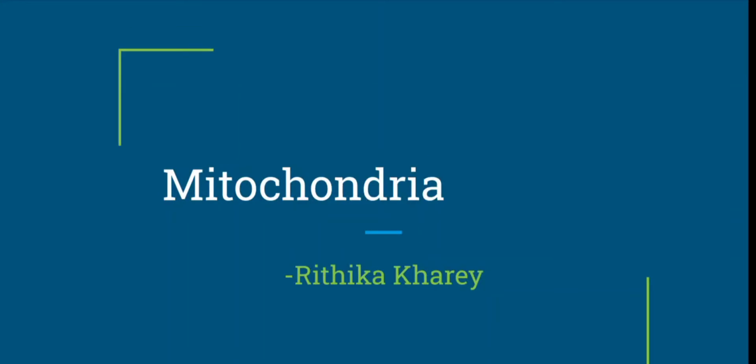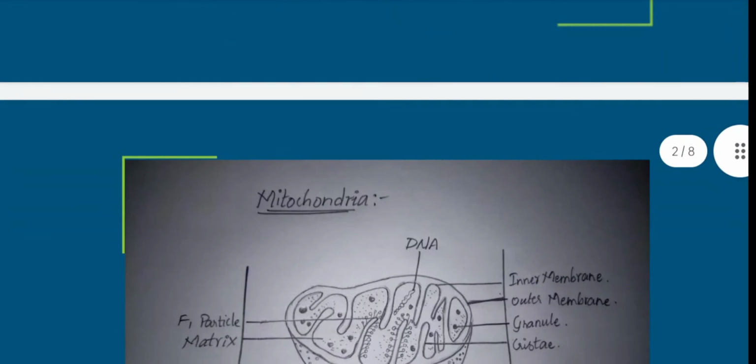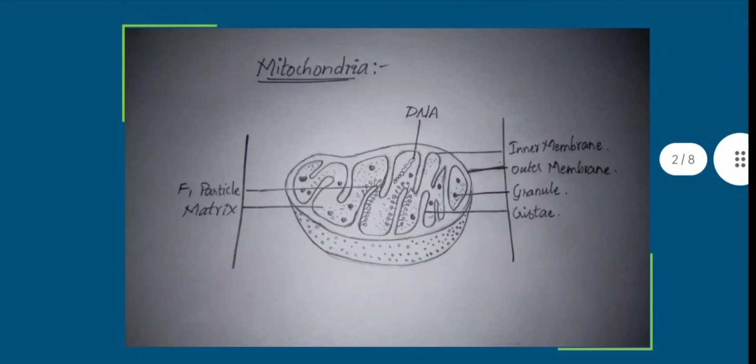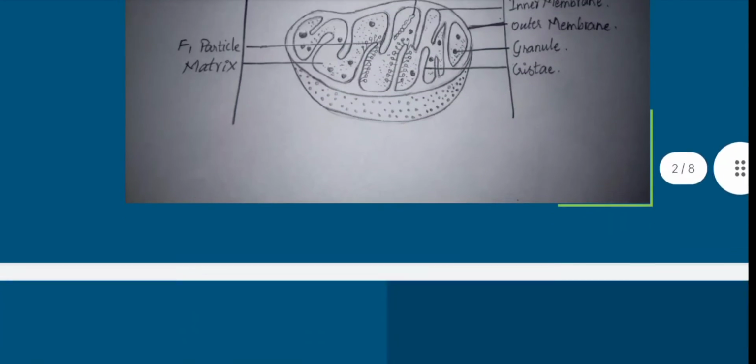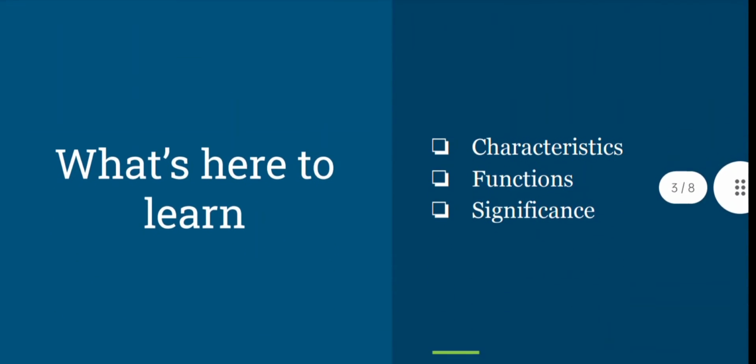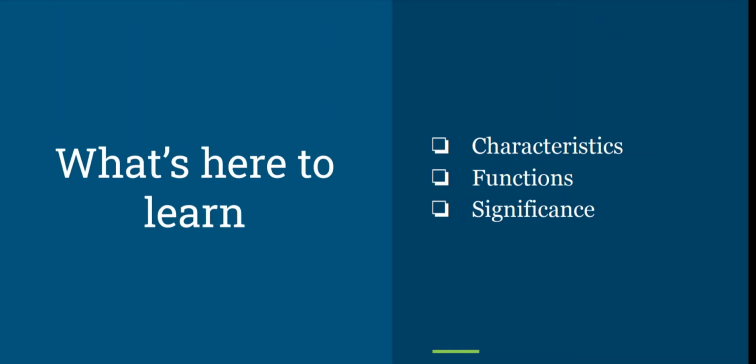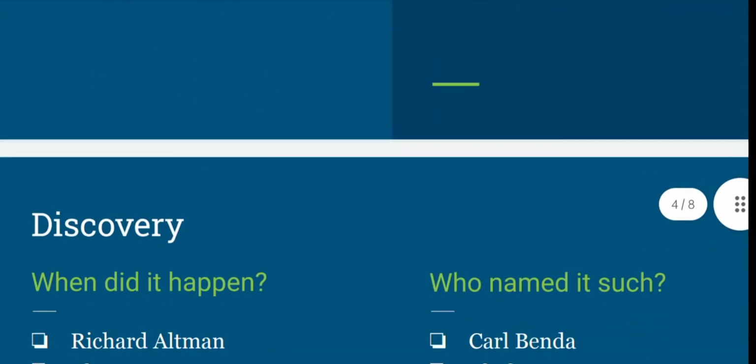So today we are going to learn about mitochondria. This is how a mitochondria looks. It has a lot of structures that we'll be discussing in the further video. Now, what we'll be dealing with is the characteristics, the functions and the significance.